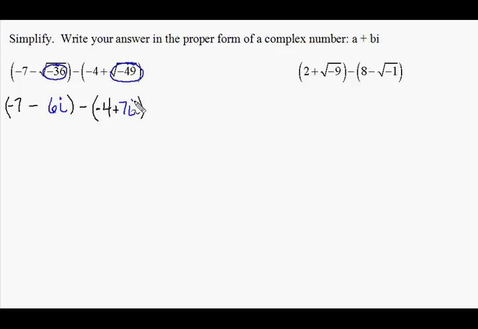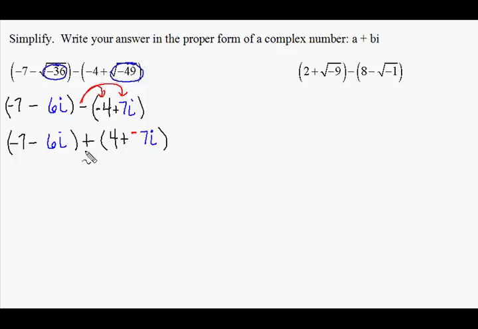So if we want to subtract these two complex numbers, -7 minus 6i subtract -4 plus 7i, we're going to want to distribute this subtraction into both terms of that complex number. So a -4 is +4, and a +7i is a -7i. So again, what we're going to do with these two complex numbers is add like terms.